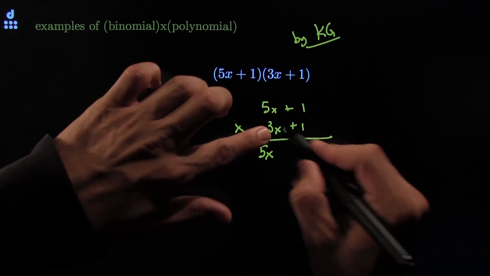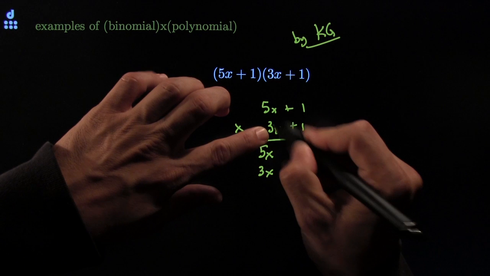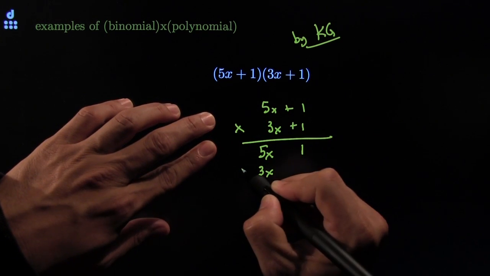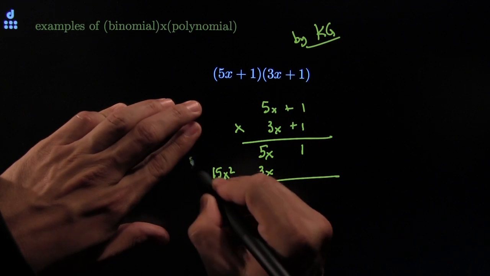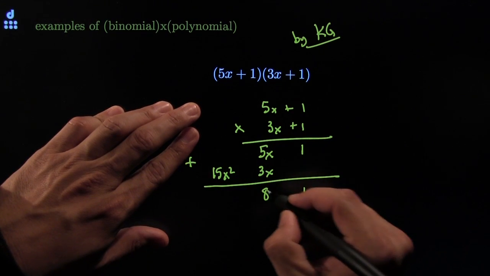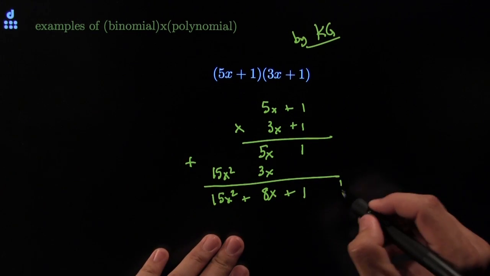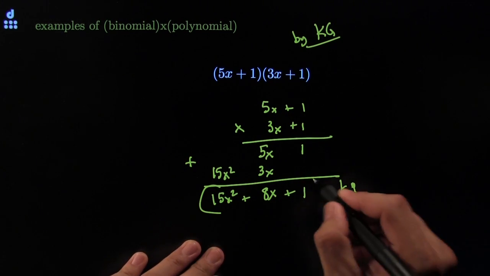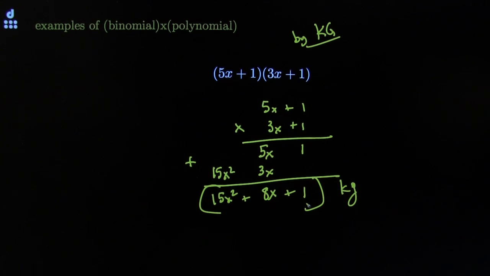I distributed that one. Now I have to distribute the 3x. The 3x times 1 is 3x. The 3x times 5x, that's 15, and an x times x would give you x squared, and then I add them. I add like terms together, 8x, 15x squared, and there you go. This is the kindergarten method, the third way. How nice is that? So pick your favorite.